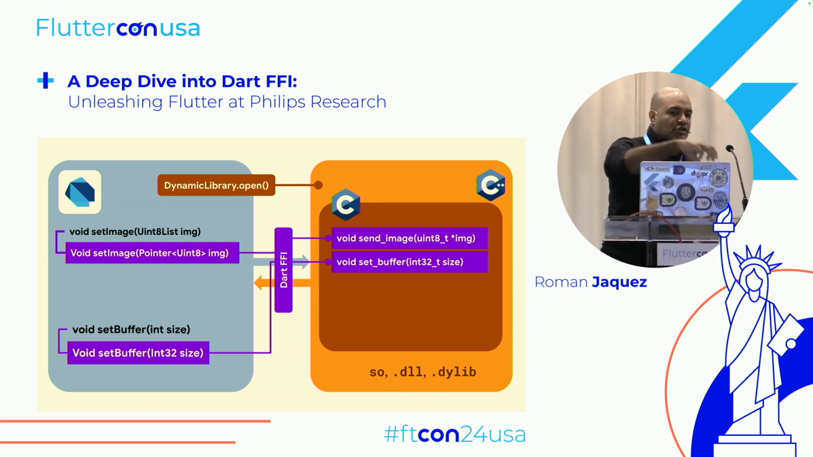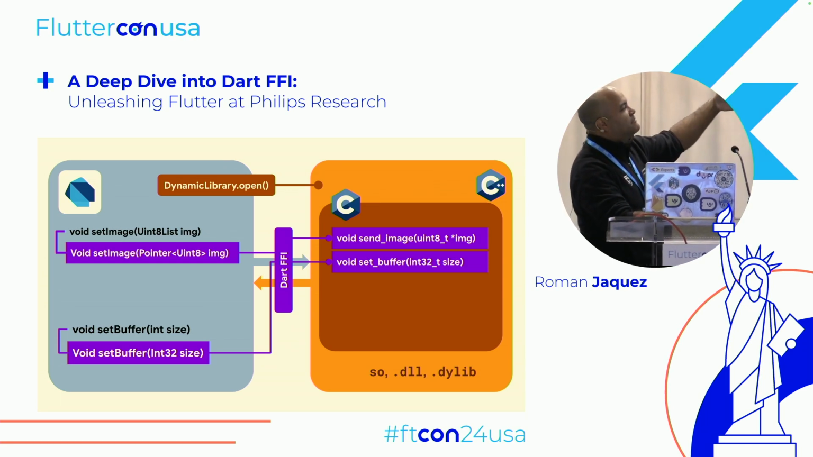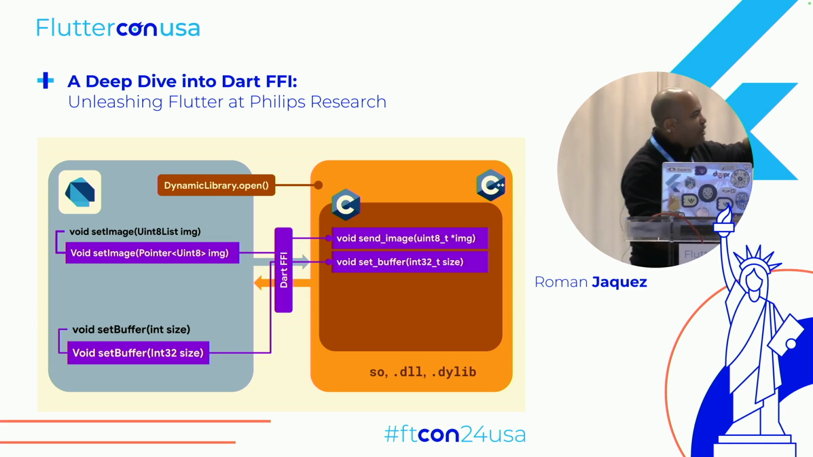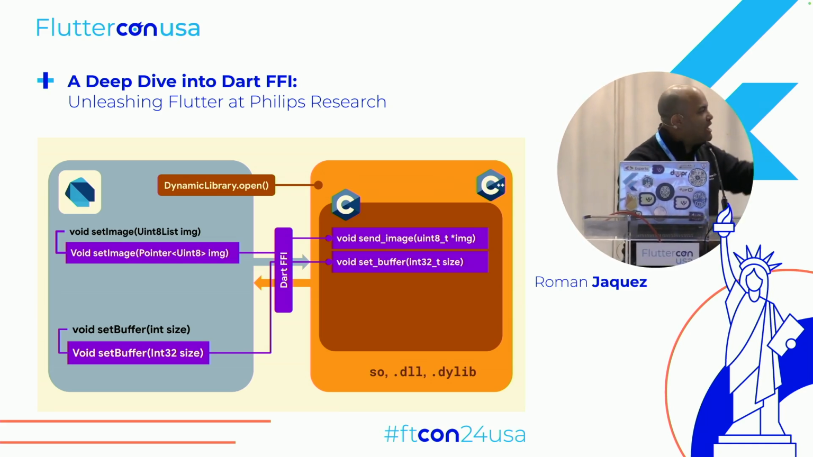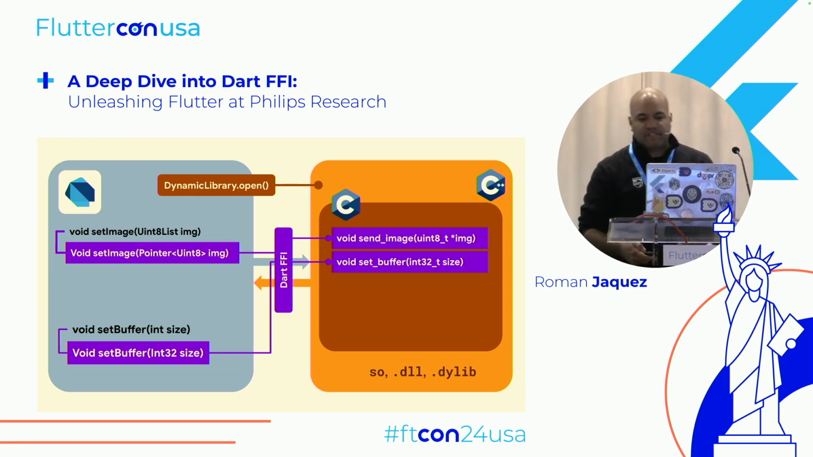Then when the Dart function calls a C function, Dart FFI handles the marshalling and unmarshalling of the data. If you want to pass some data to C++, it gets converted. Dart FFI takes care of marshalling and unmarshalling the information before and after the call. And then Dart executes the C function directly.